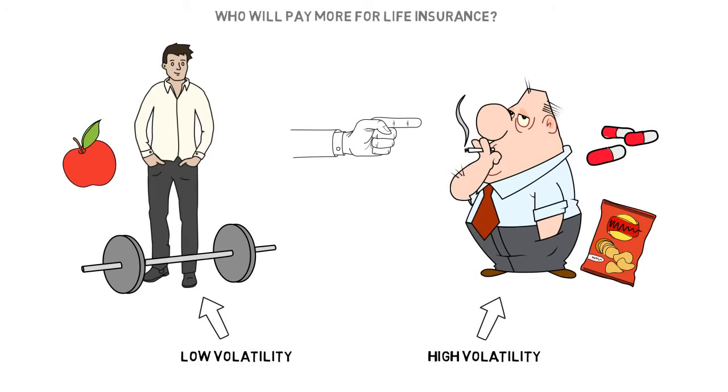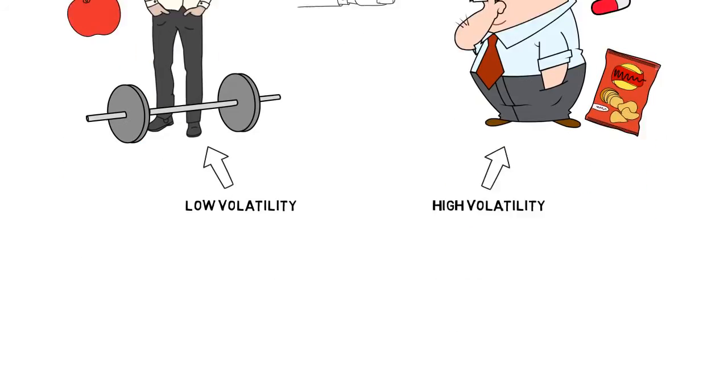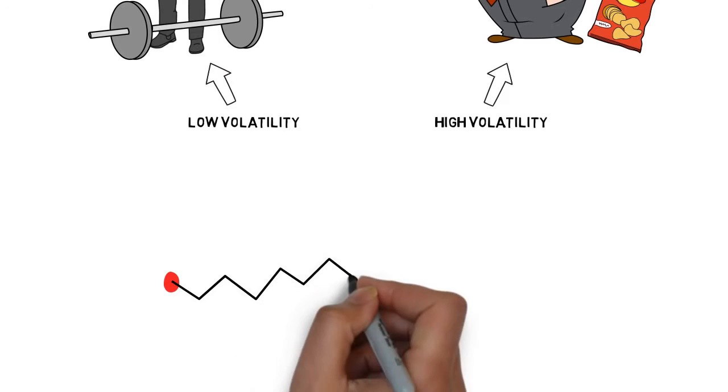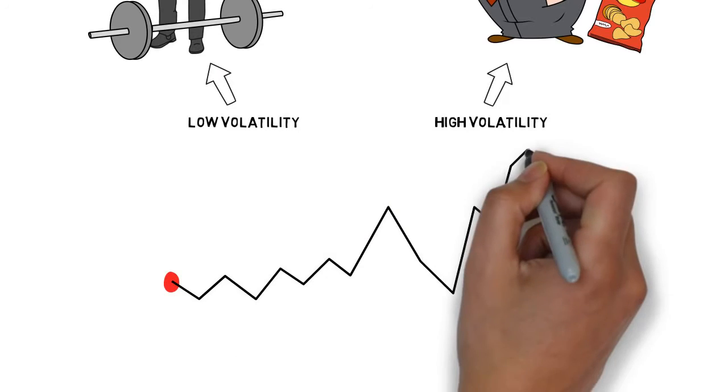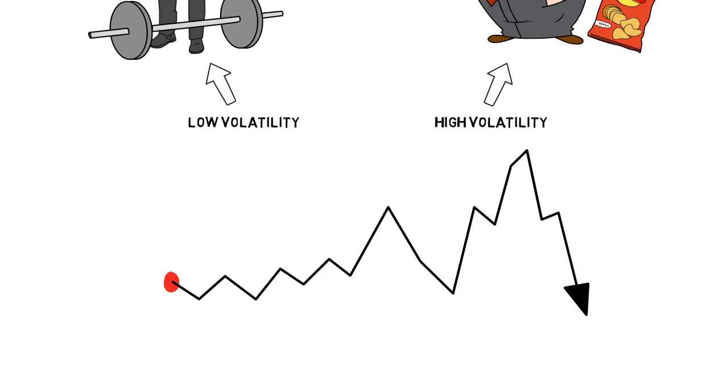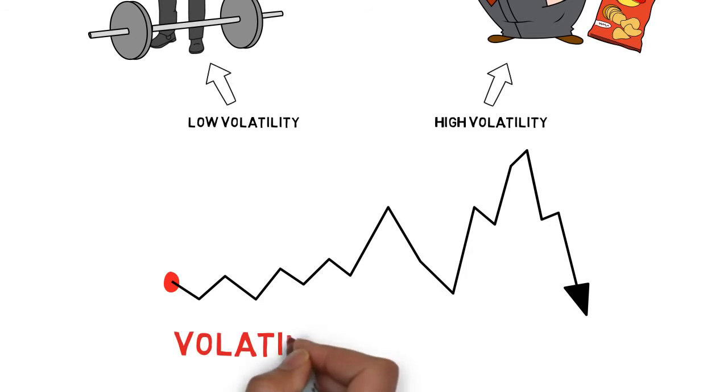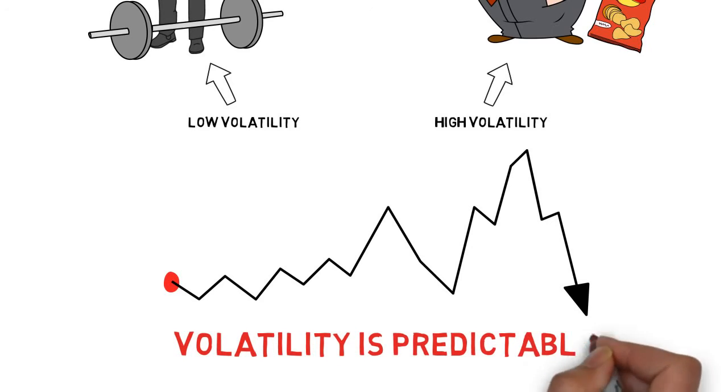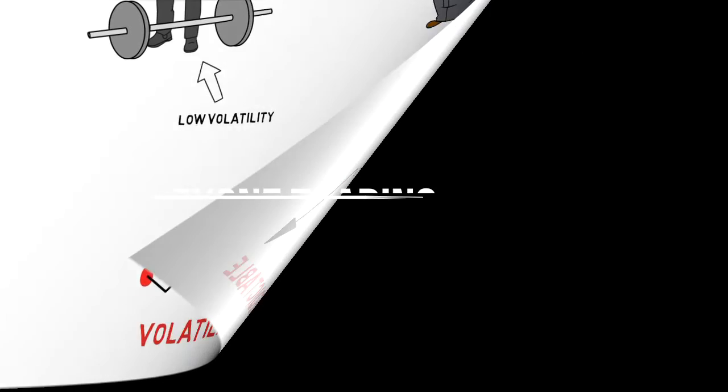Now, different stocks have different volatilities, but volatility is something that moves around. A stock with low volatility now might have high volatility in the future. Volatility is much more predictable than stock prices, so if you're trading options, it's important to position yourself on the right side of volatility. This is the backbone of my trading strategy, which you'll learn about in the next few videos.